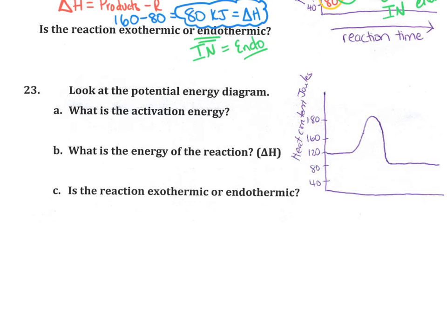Let's take a look at this next one. Again, it asks us for the activation energy. So I'm going to start down here at the reactants, and it looks like my reactants have 120 kilojoules of energy, and I want to find out how much energy it takes me to get up to the activated complex. And so that's going to be my activation energy, how much energy to get from the reactants up to the top of the hill. So it looks like my activated complex has about 180 kilojoules of energy. So I'm going to do 180 minus 120, and that's going to be about 60 kilojoules of energy is my activation energy.